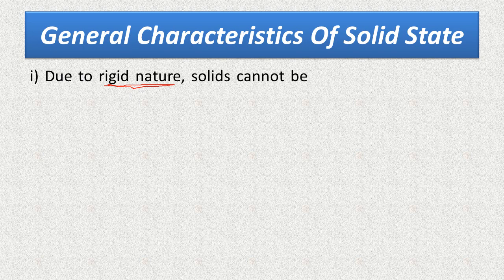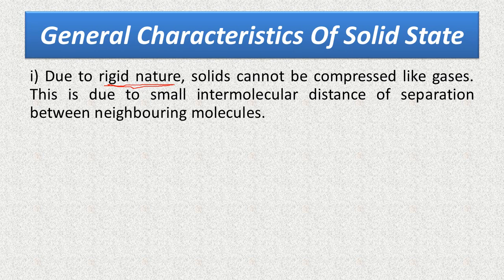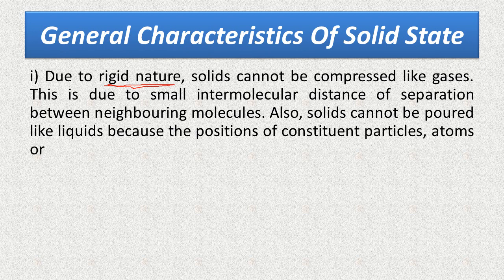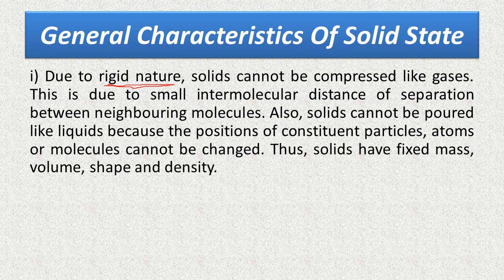General characteristics of solid. What are the general characteristics of solid? First one, solid cannot be compressed like gas due to its rigid nature. This is due to small intermolecular distance of separation between neighboring molecules. Also, solid cannot be poured like liquid because the position of the constituent particles, atoms or molecules cannot be changed. Thus, solids have fixed mass, volume, shape and density.